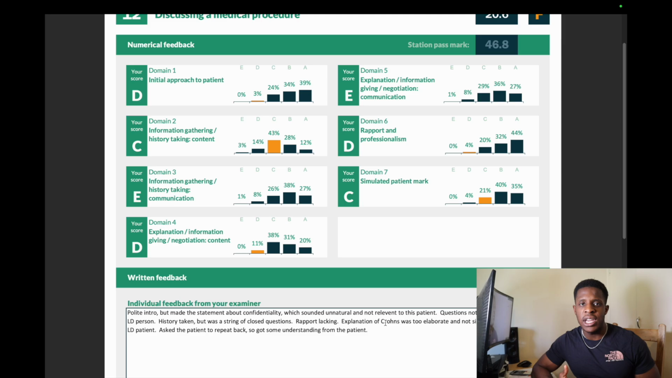So again, with these stations, they really tell you what they want in the brief. They didn't ask me to take a history. Of course, still take a history, even if it's brief, in every station. But they asked me to explain an NG tube and to address the patient's concerns. And I really only spent time focusing on explaining the NG tube. Even if I did well there, that would only be a maximum of maybe 50%. The other half was to address the concerns, which would be another 50%, you know? And I'm missing out on key marks there because I'm spending too much time trying to explain the NG tube.